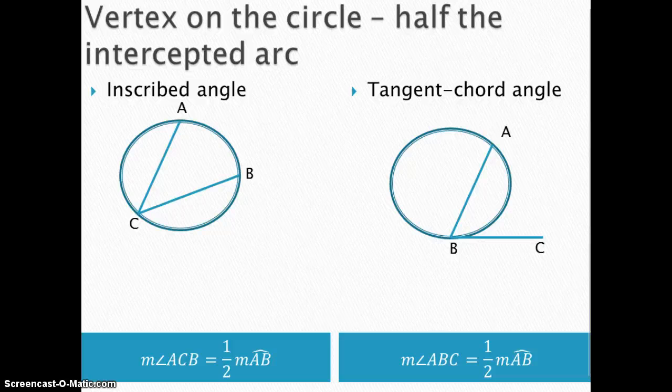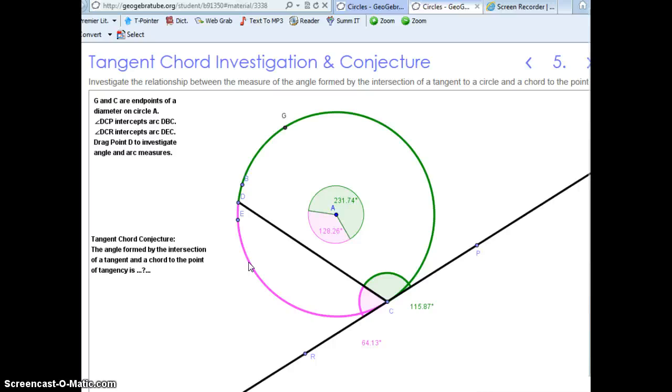So looking at the diagram that we have here, we've got a little investigation that we can do. We have a tangent chord angle, and you'll notice that right here we have our pink arc, and it's going to cut off an angle here that's the tangent chord angle. The angle is 64.13 degrees. The arc is 128.26, again twice as big.